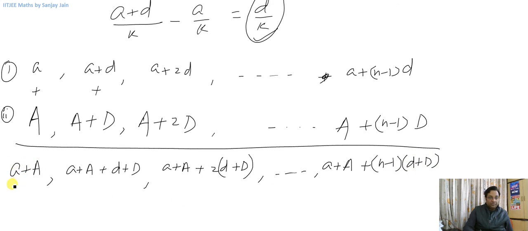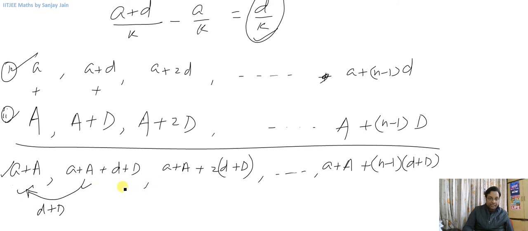Now if you observe this resulting sequence, when I added two different APs, that is the corresponding terms of the two APs, first term with first term, second term with second term, and nth term with nth term, then the resulting sequence is also an AP, right? How do I check that? I'll check the difference. When I subtract the first term from the second term, I'll get d plus D.